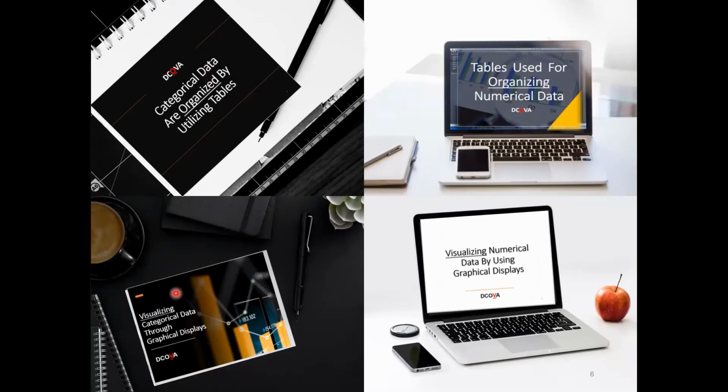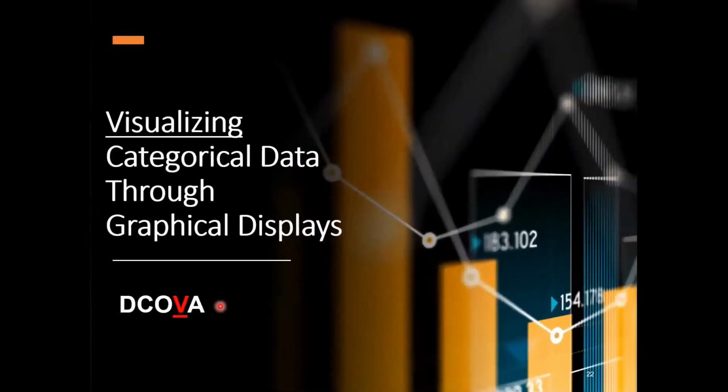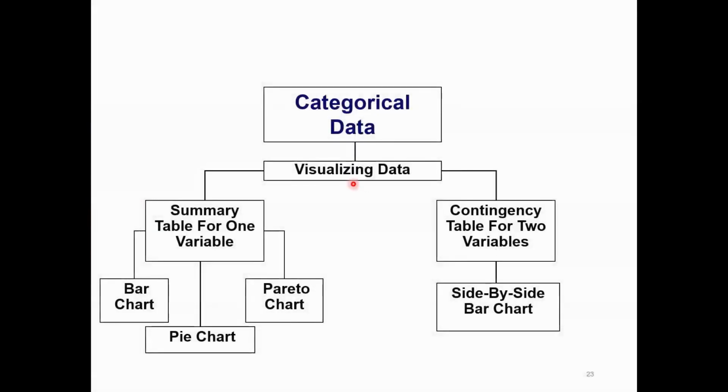Now let's move into the visualizing part of categorical data and numerical data. First, let's look at visualizing categorical data. Right. So when it comes to visualizing, now remember we organized categorical data by using either a summary table if you have one variable or contingency table for 2 variables. So if you have a summary table or if you have one variable, how would you visualize this? Using a bar chart, pie chart, or Pareto chart. How do you visualize categorical data where you have 2 variables? You use a side-by-side bar chart. Let's look at a few examples.